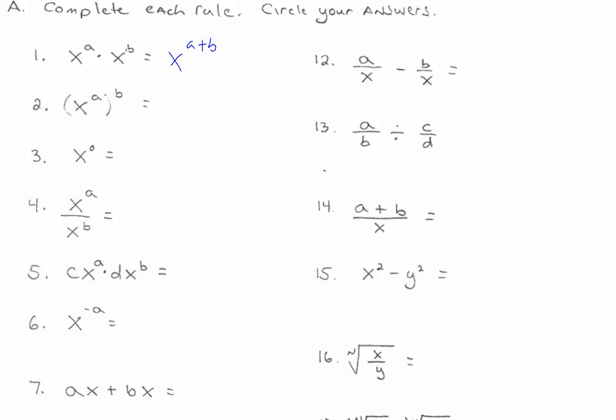Sam, what do you got for 2? So we have something with an exponent to another exponent, and the shortcut is to multiply the exponents.